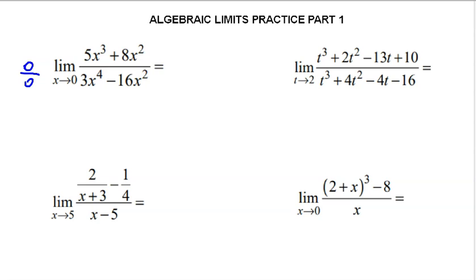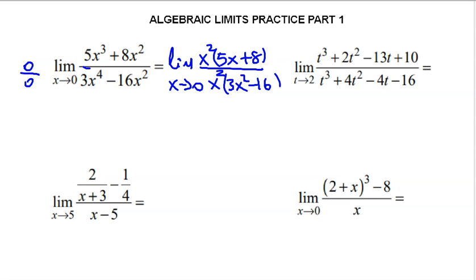But we need to determine the common factor. So we get the limit as x approaches 0. For the two pieces on top, the common thing is x squared. When you factor out x squared, what's left in the first piece is just 5x, and what's left in the second is just 8. On the denominator, the common thing is also x squared, so when you factor it out you get 3x squared minus 16.